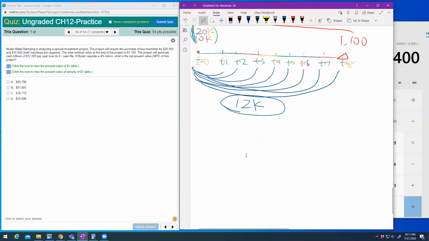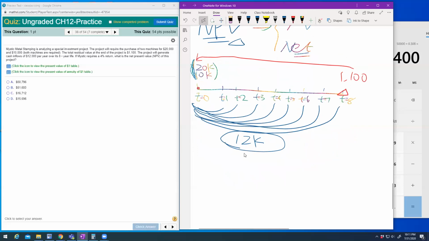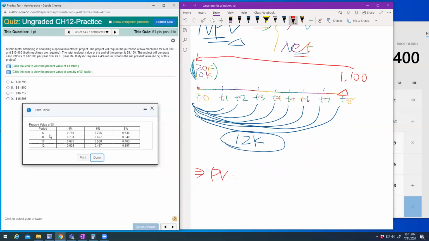So asking about net present value. Straightforward, right? So first thing is we need to get the present value of all the future cash flow. Let's look at the table. What they give us is periods 6, 8, 10, 12, and then 4, 6, 8. So we have 8 periods.